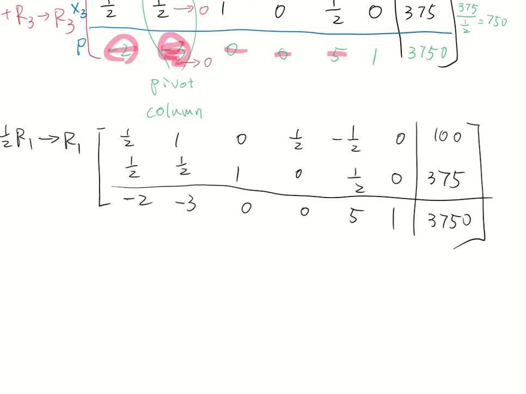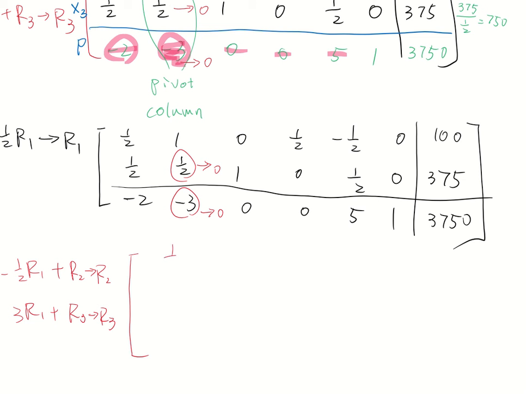So now we want to turn these two elements into 0. So what I'm going to do is multiply R1 first by negative 1/2 and add it to R2 to make the new R2. That's how I change R2 to 0. And then for R3, I will multiply R1 by 3 and add it to R3 to make the new R3. Since we haven't changed anything to R1, R1 stays the same.